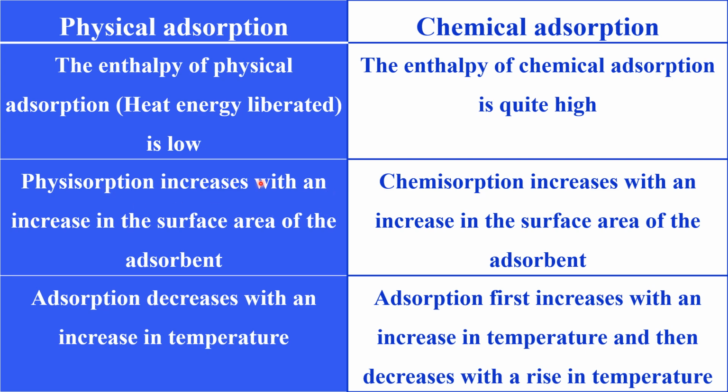Physical adsorption increases with increase in surface area of the adsorbent. Chemical adsorption, or chemisorption, also increases with increase in surface area of the adsorbent. Greater the surface area, greater will be the physisorption as well as chemisorption. Physical adsorption decreases with increase in temperature, whereas chemical adsorption first increases with increase in temperature and then decreases with further increase in temperature.